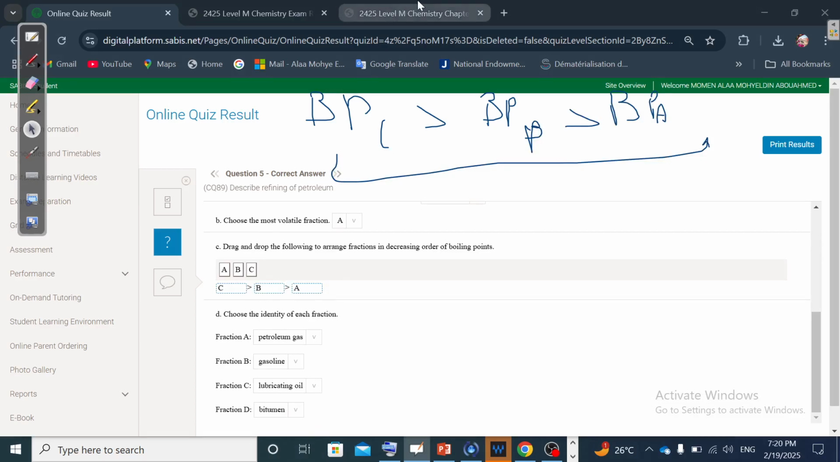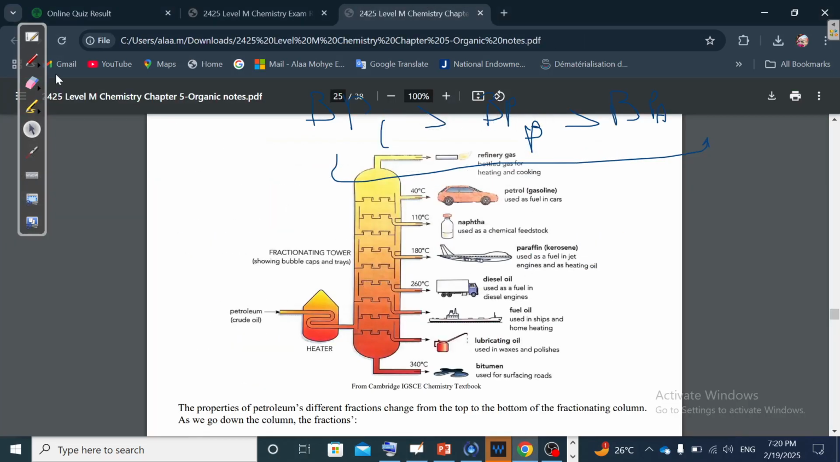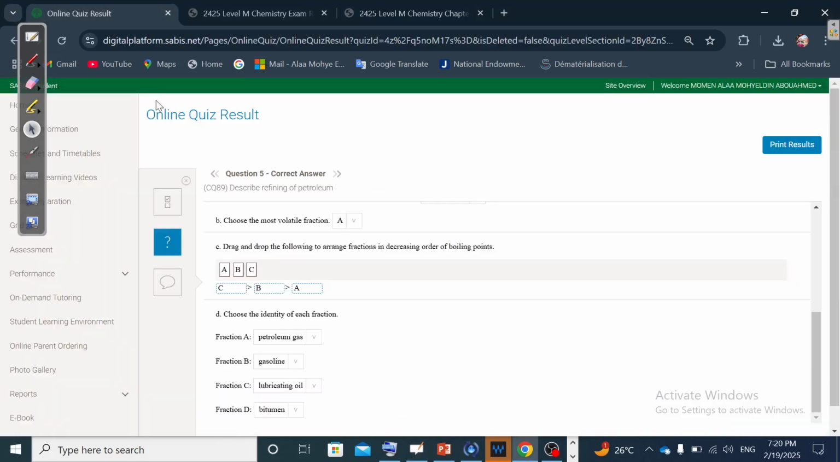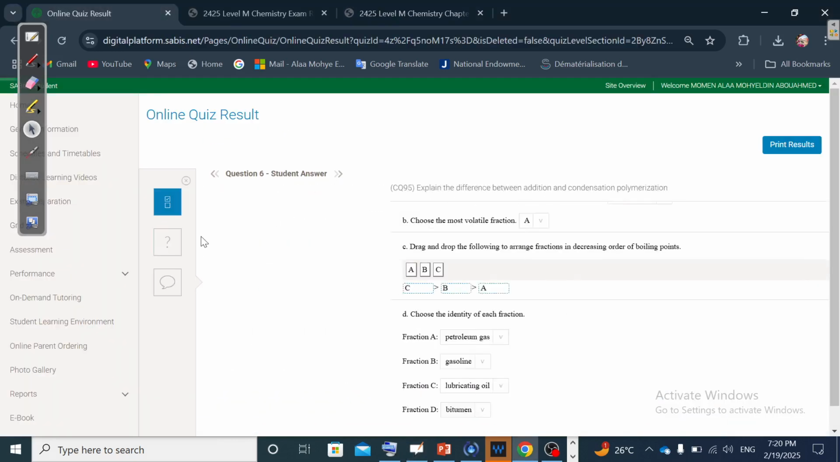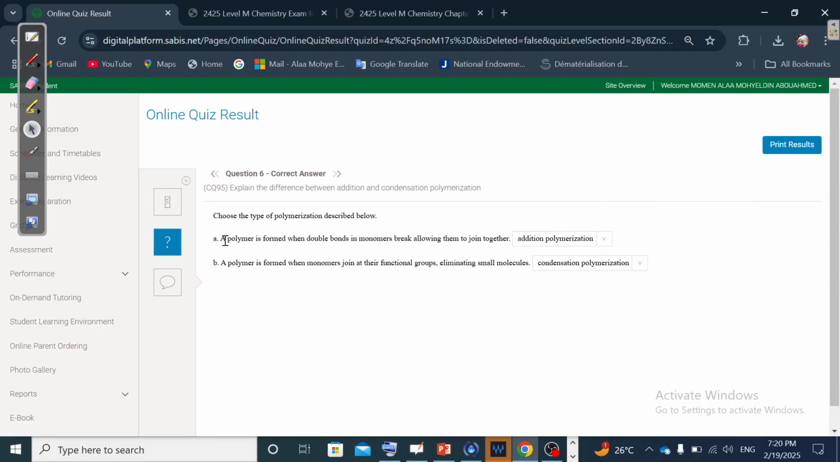Choose the identify. This you really have to memorize. I can't really say anything else. You just have to memorize this entire page, page 25. Very, very important to memorize. Please make sure to go over the notes.